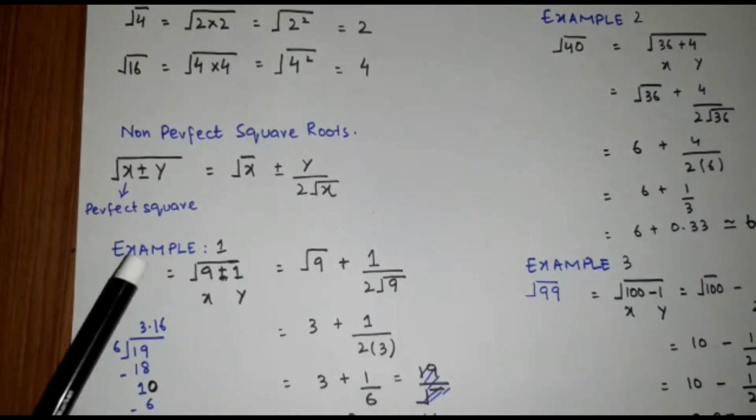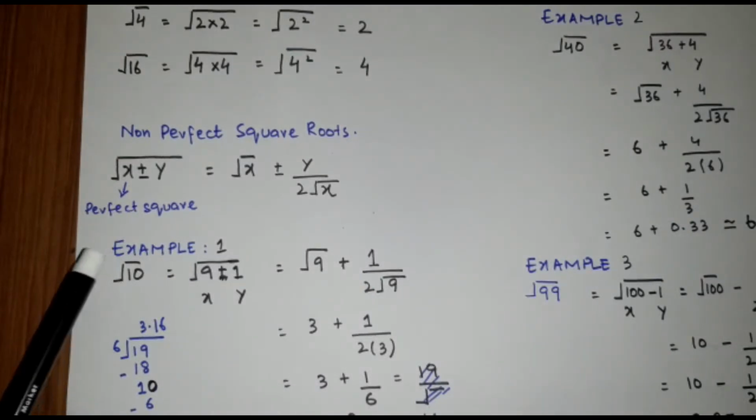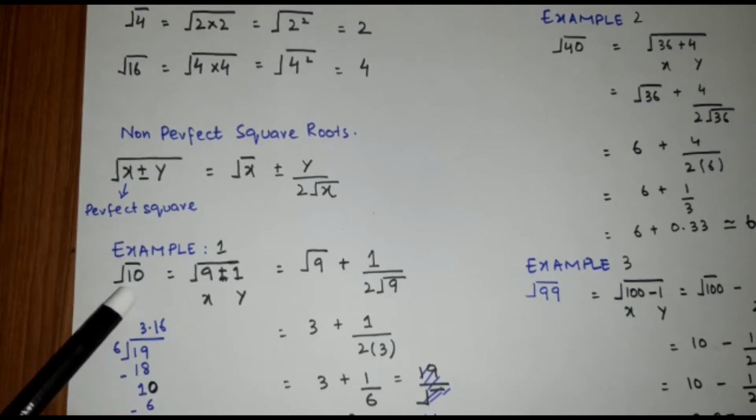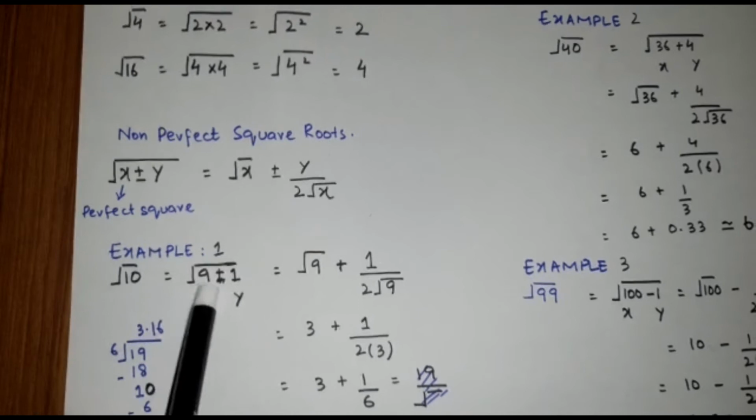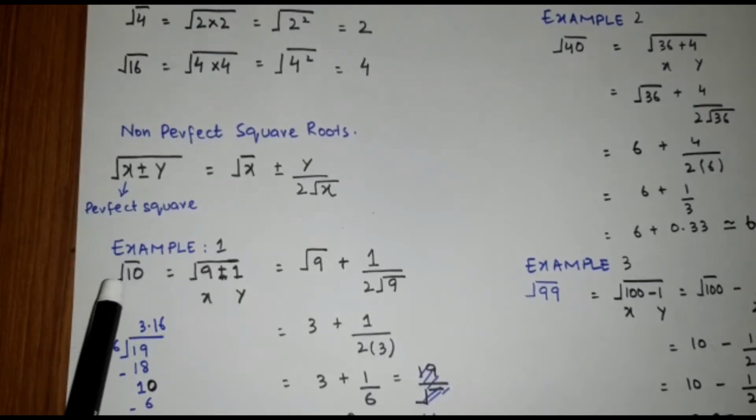So we will understand the formula by considering example 1. Let's say I have to find the square root of 10. So 10 is a non-perfect square. Here I am going to break 10 into two numbers that will add or subtract to become 10. So 9 plus 1 is equal to 10 here.